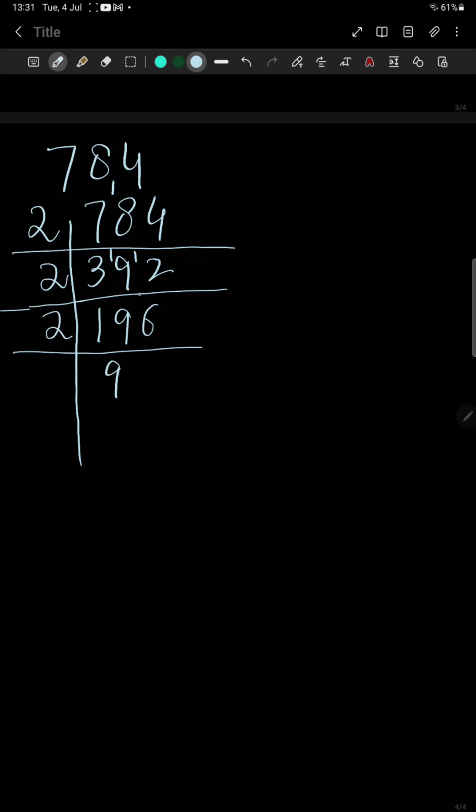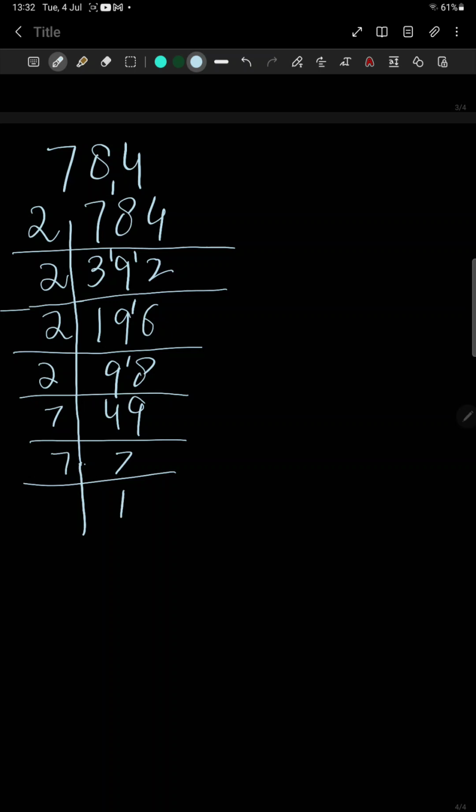2 9s are 18. 1 is carried. 2 8s are 16. 2 4s are 8. 1 is carried. 2 9s are 18. Now this is 49. 49 is coming in the table of 7. 7 7s are 49. So we should have a command on tables.